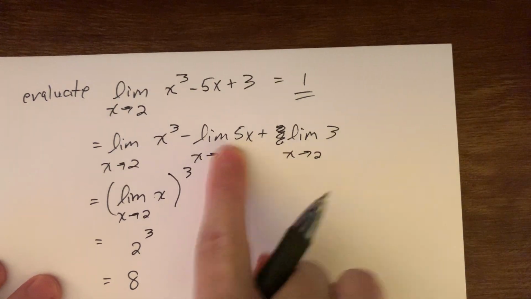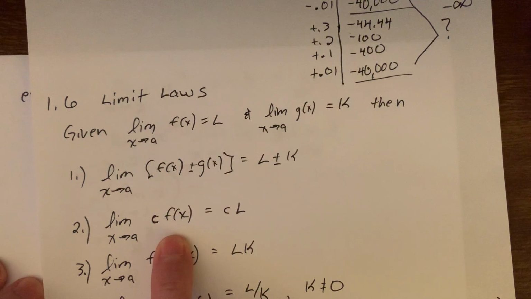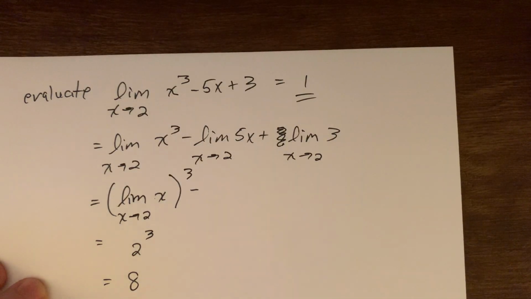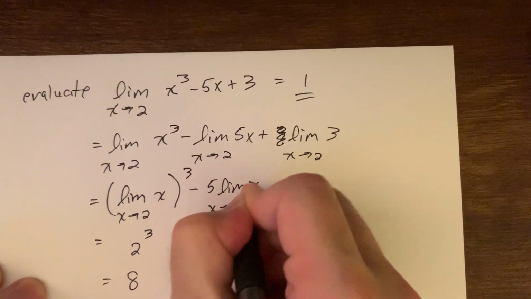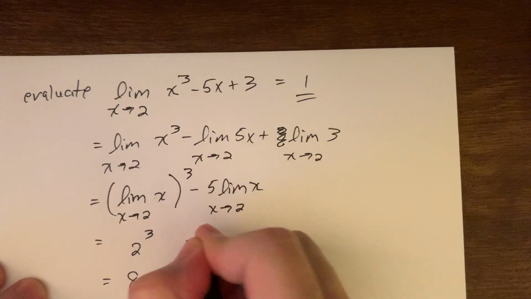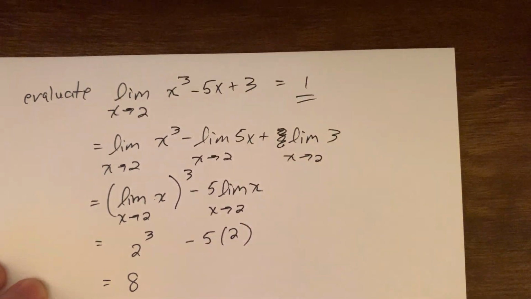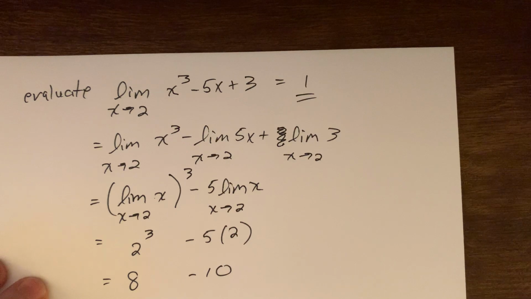For the second part, the minus stays there, and then the 5x is like limit rule number 2. 5 times f of x, the 5 can be kicked out in front, and I'm left with the limit of x. And once again, I'm using limit rule number 7. The minus 5 hangs out. The limit of x, as x approaches 2, is 2. So I end up with minus 5 times 2, or minus 10.